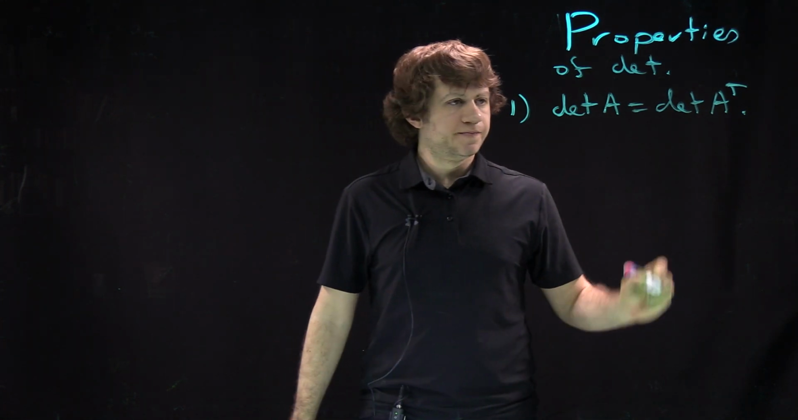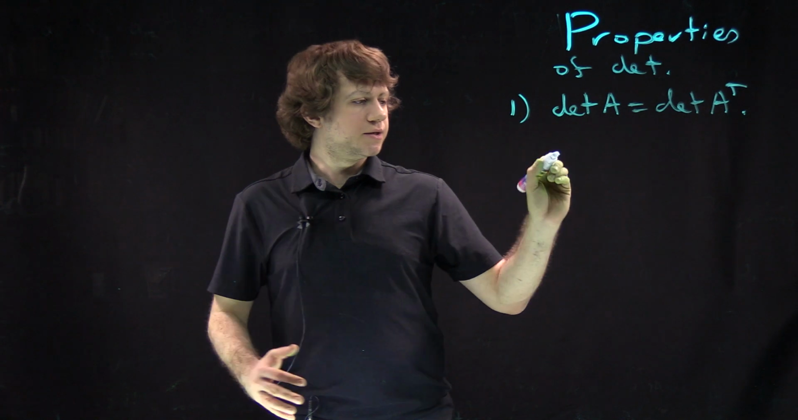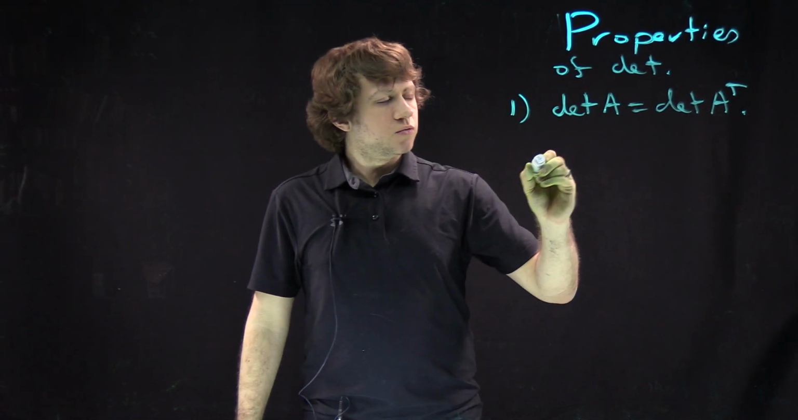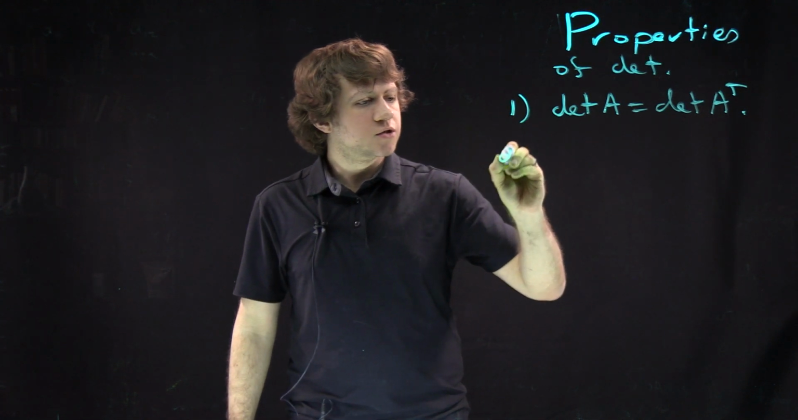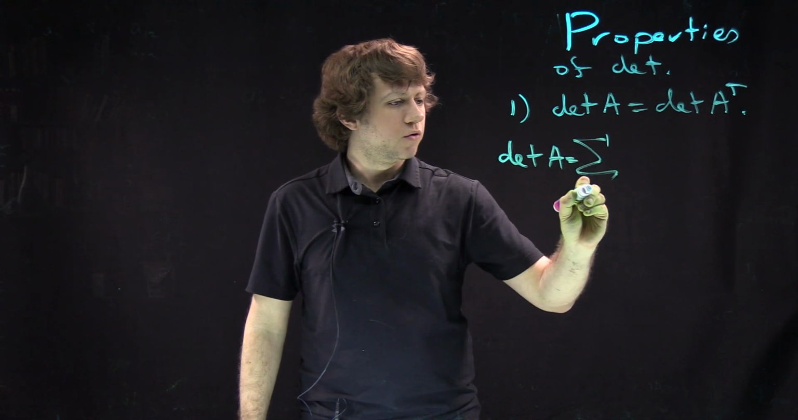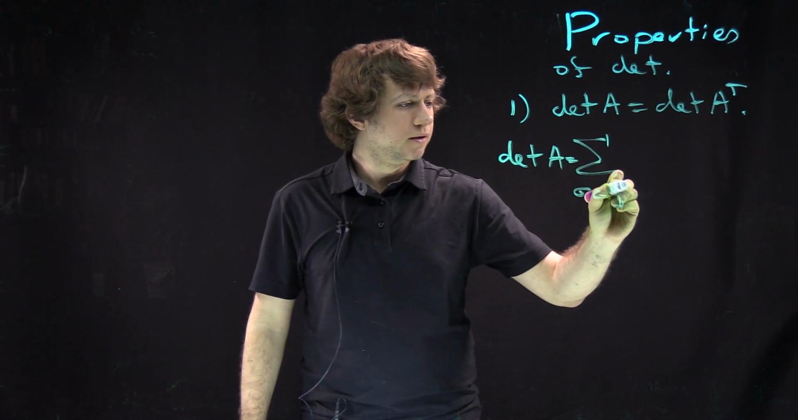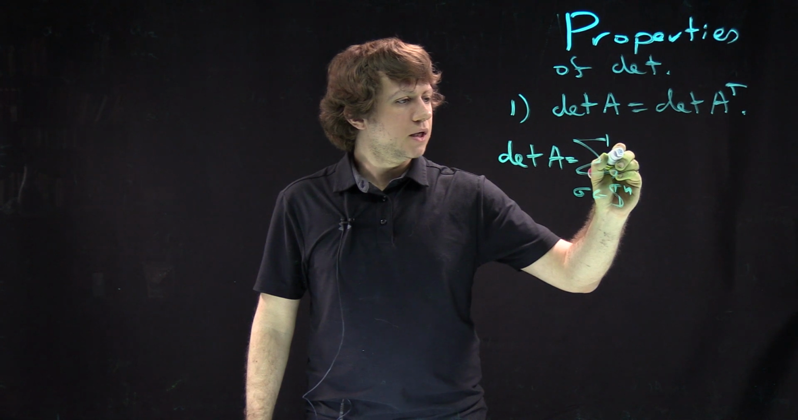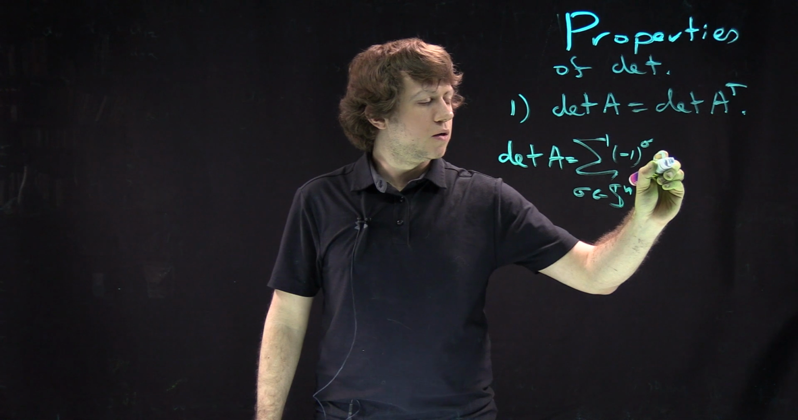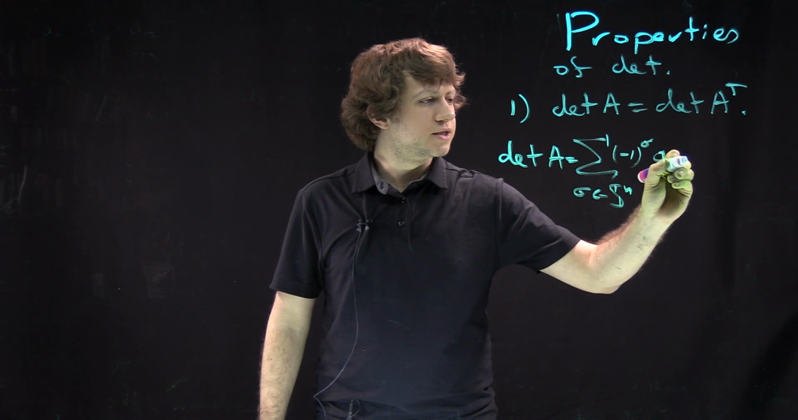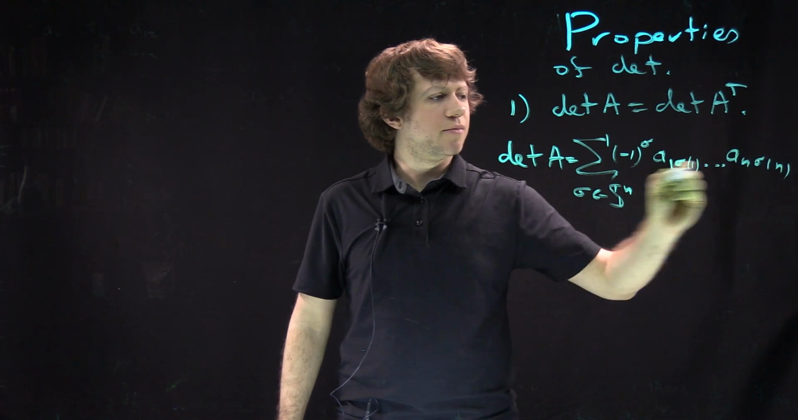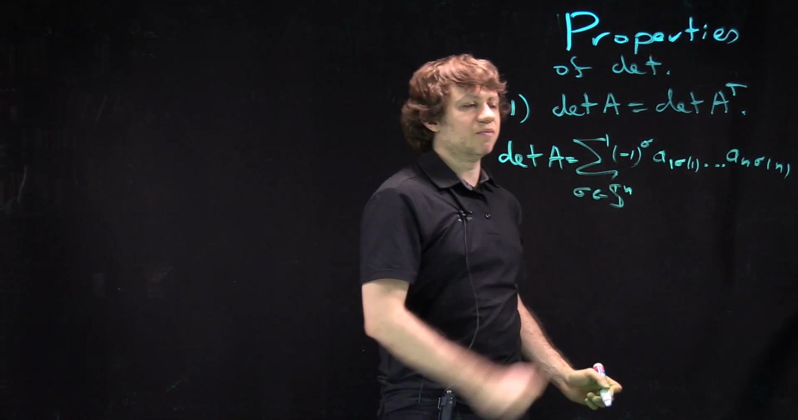Okay, let's prove that. I still think about my matrix A with entries A11 up to A1n. So I know that the determinant of A is just the sum over all permutations sigma in Sn of minus 1 to the power sigma, times A1 sigma of 1 up to An sigma of n. So you need to remember how to write it really quickly. That's a complicated expression.